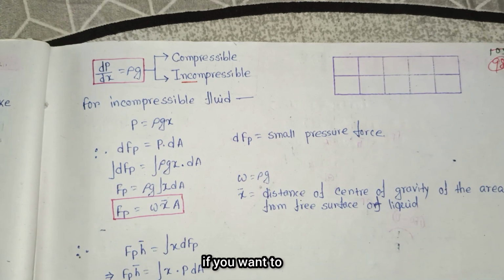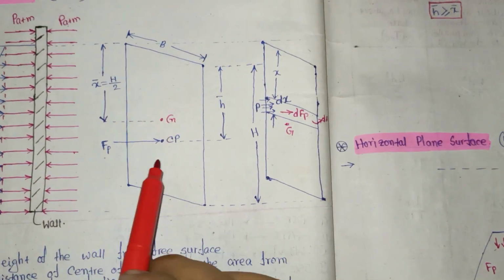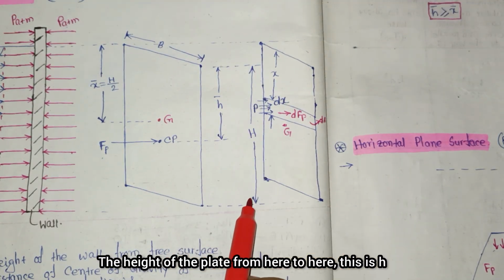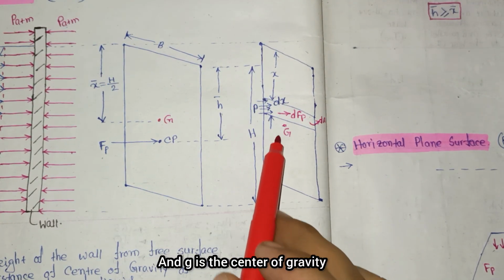Now let's focus on this area. Here this is the plate, and this is the same plate here. The height of the plate from here is h. So this is the height of the plate, and g is the center of gravity.